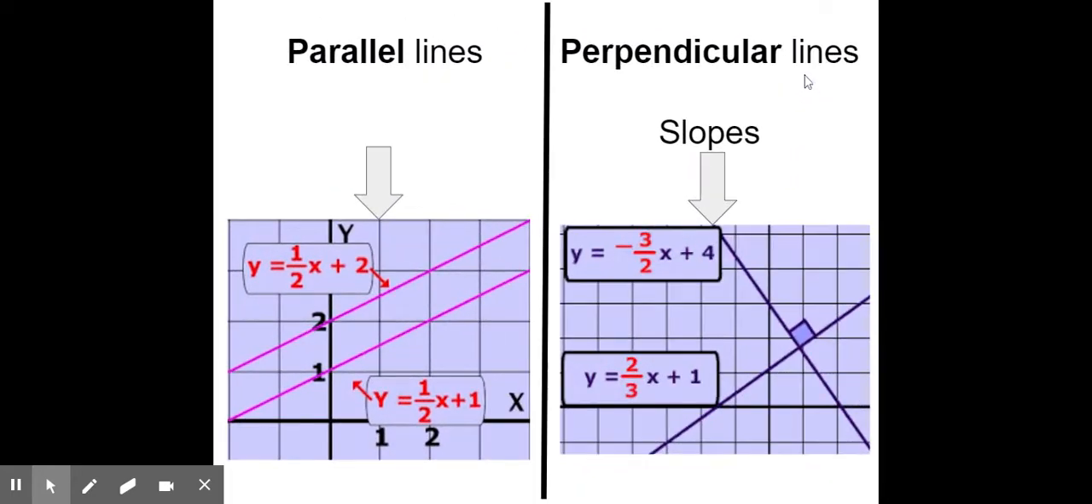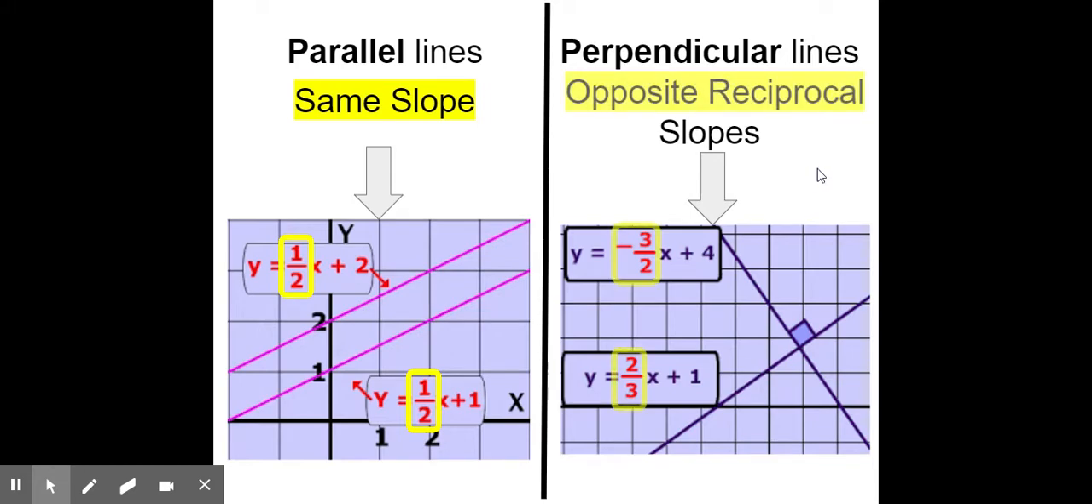Let's summarize. Parallel lines, like in the picture below, have the same slope, the same steepness, so they're never going to touch each other. They'll be parallel. They must have different y-intercepts, though. Perpendicular lines, notice their slopes. One must be positive, one must be negative, and they need to be reciprocals of each other, opposite reciprocals. And if they have slopes like that, they will always be perpendicular when you graph them.